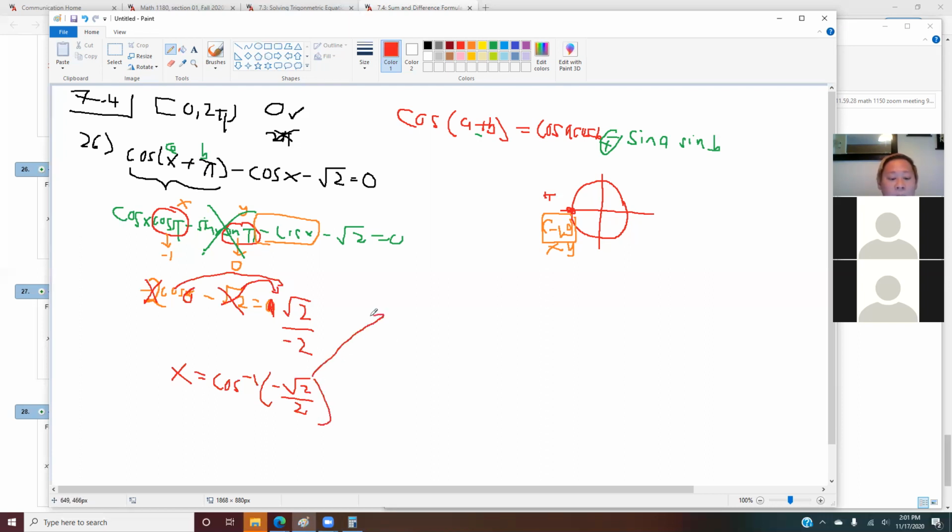Can someone tell me, is this going to be pi over 3, pi over 4, or pi over 6? Root 2 over 2 for cosine, what angle? Pi over 4. 45 degrees, right? Pi over 4. But again, you need to watch your quadrant. What quadrant is negative for cosine? We just did that now with Emily's question. Quadrant what?